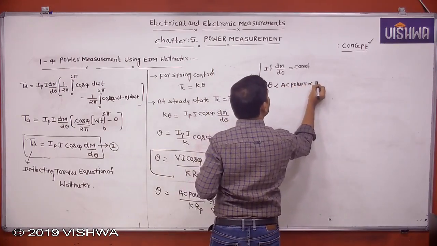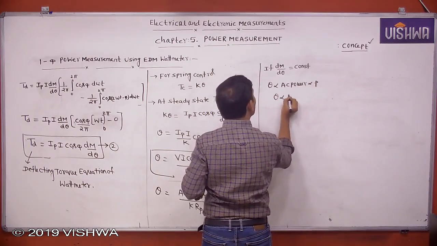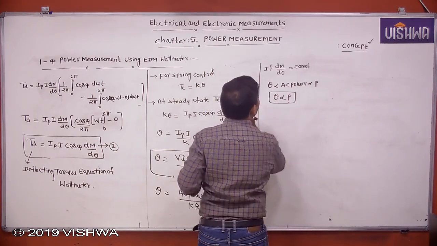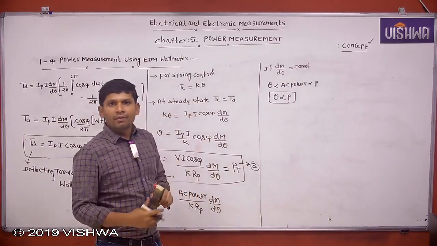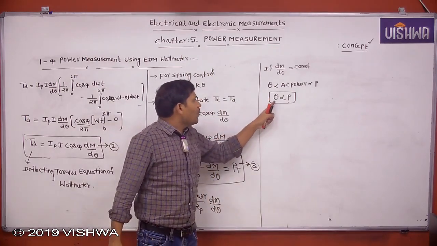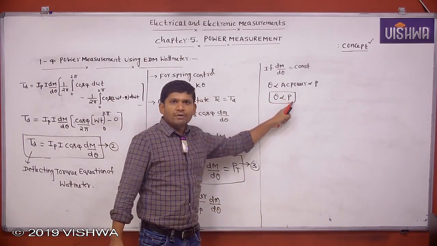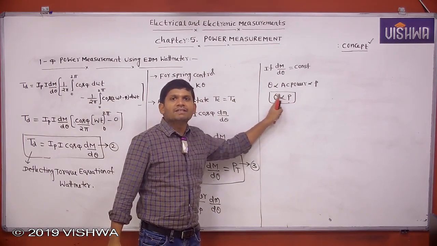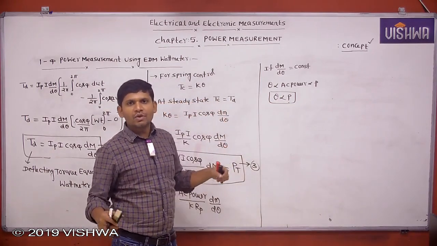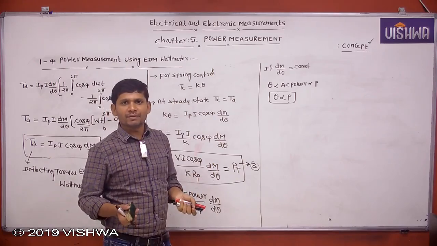That is proportional to P. That is, theta is proportional to P. Okay, this is the proof. That's why in a wattmeter, the deflection of a pointer directly indicates which power? Active power, that is AC power. Hence, wattmeter measures the AC power.